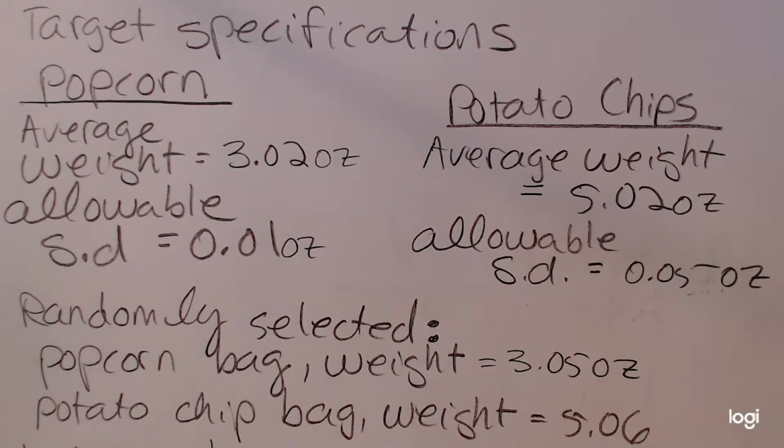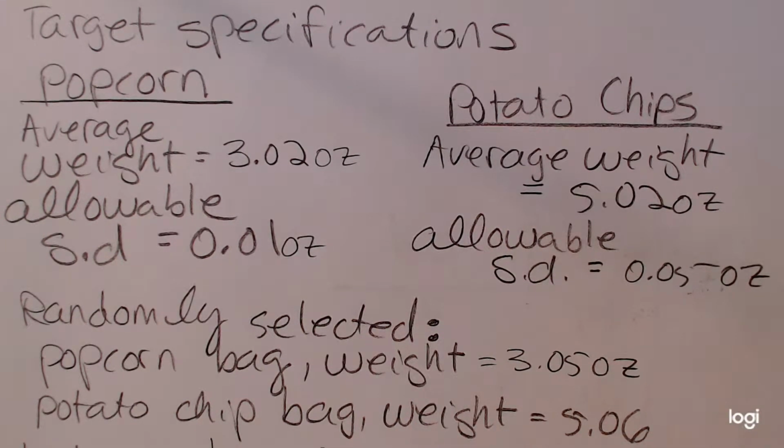A factory worker or a quality control inspector randomly selects a bag of popcorn from the assembly line and it has a weight of 3.04 ounces. Then the worker randomly selects a bag of potato chips from the assembly line and it has a weight of 5.04 ounces. So what we want to figure out is which one, the bag of popcorn or the bag of potato chips, is closer to meeting the required target specifications.